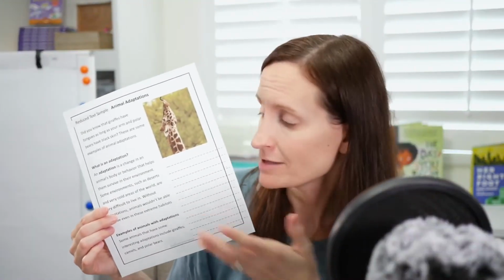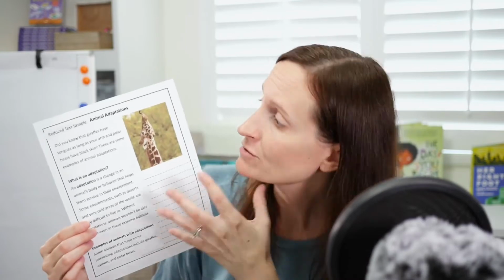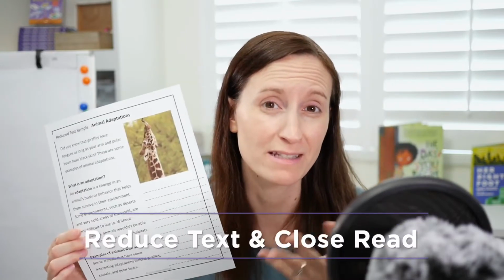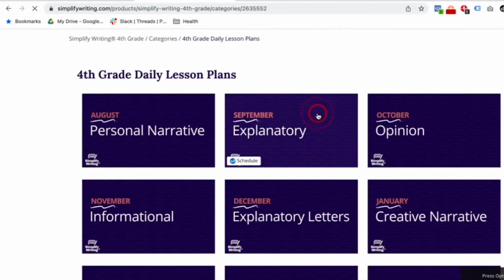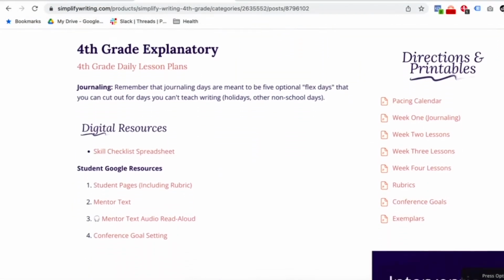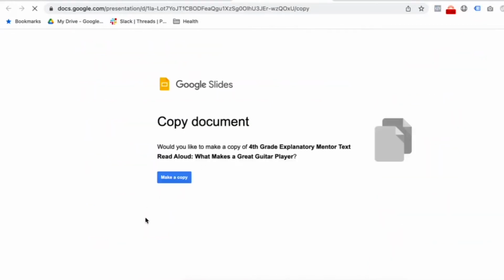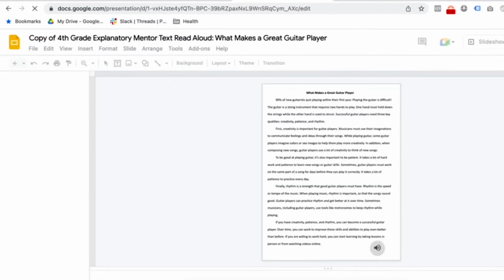My second strategy is to actually reduce the text that they're using. So we know text-based writing is so important, but we don't want our students who are English language learners to have to worry about reading a text that's at grade level if that's not where they're at. So we can reduce the text.